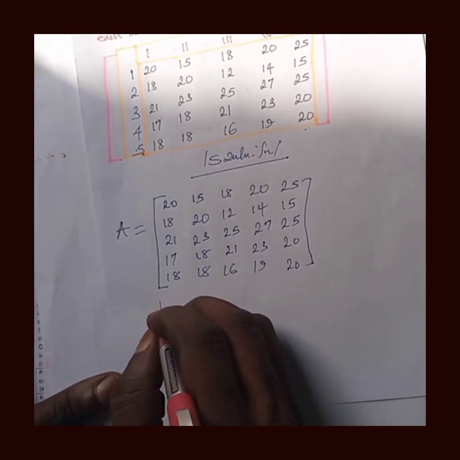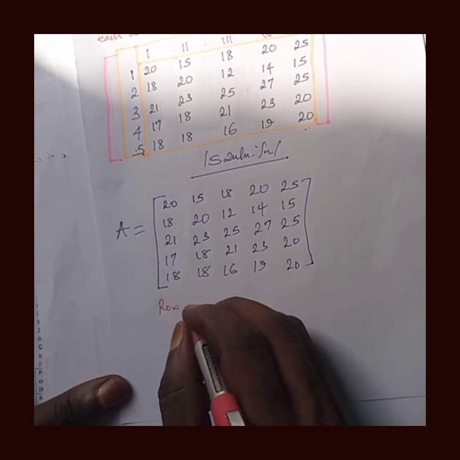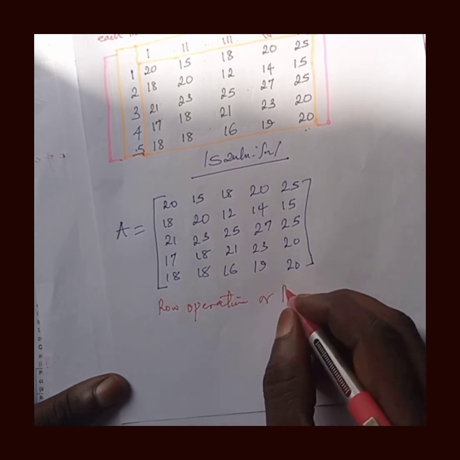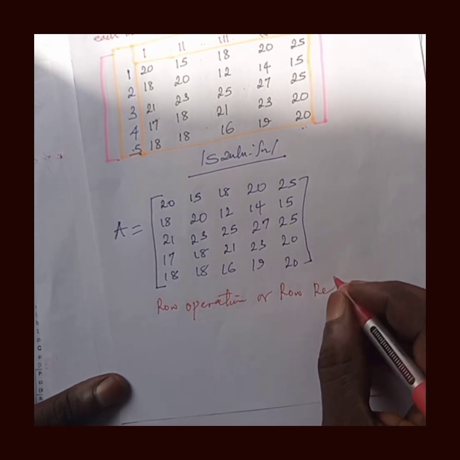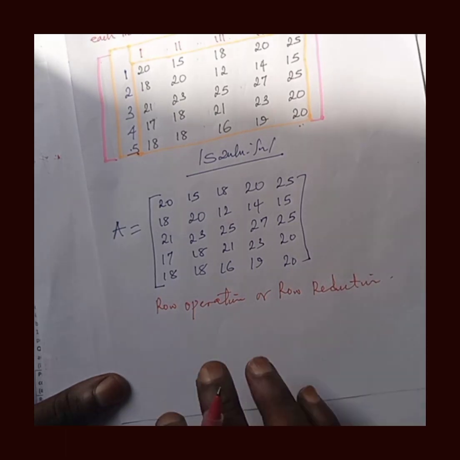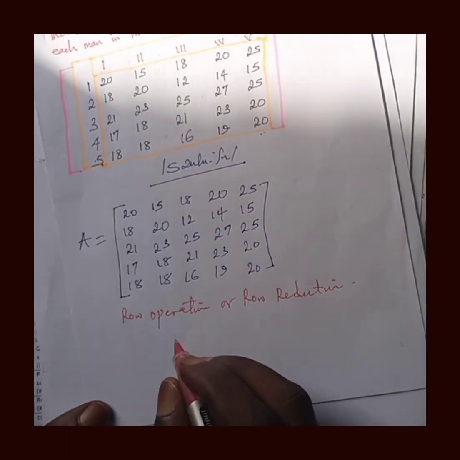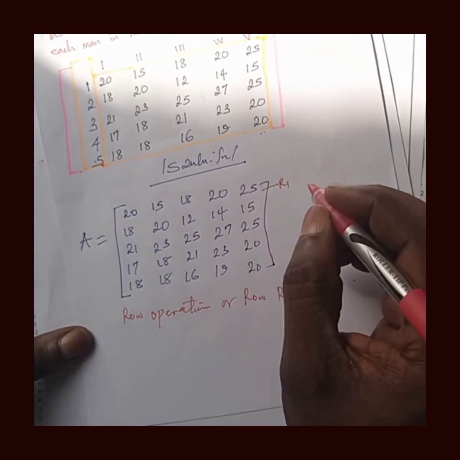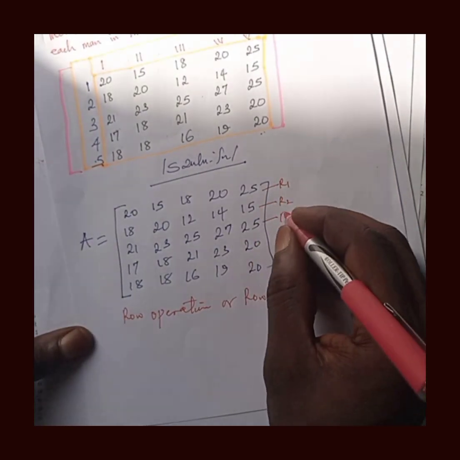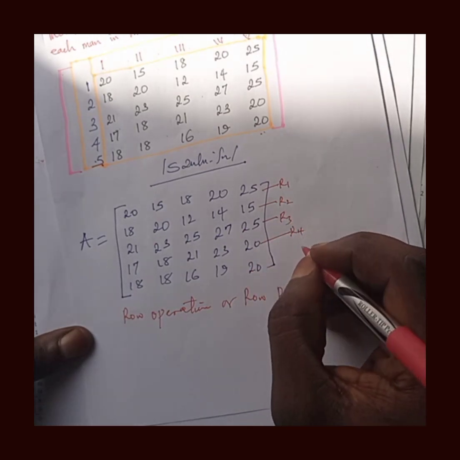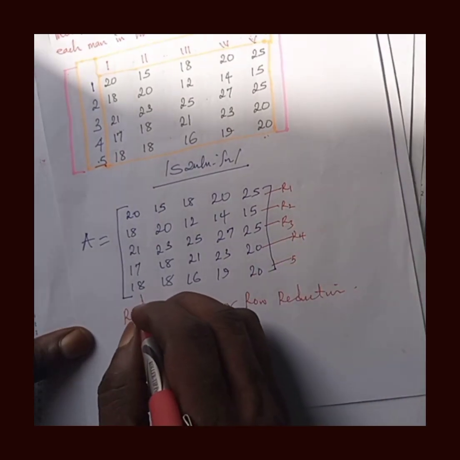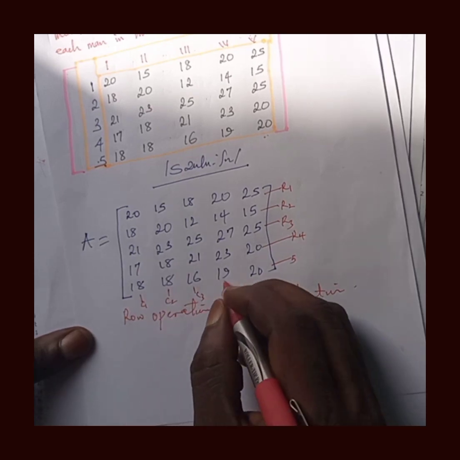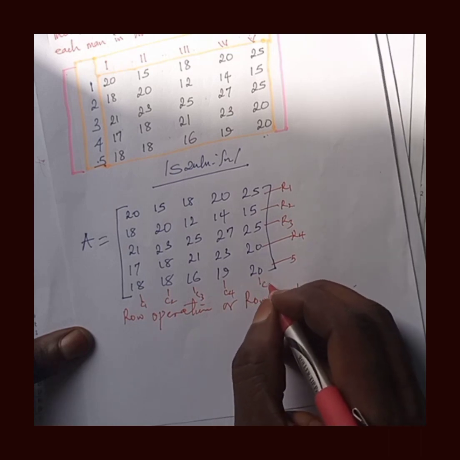So that's the next step we are going to take. In this row reduction, this is row 1, row 2, row 3, row 4, row 5, and this is column 1, column 2, column 3, column 4, column 5.